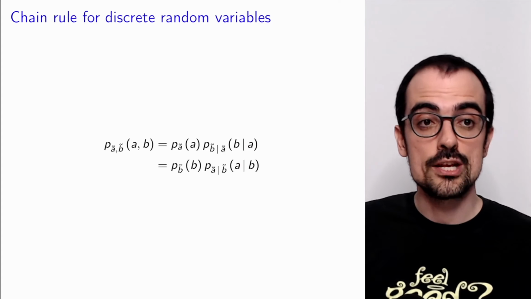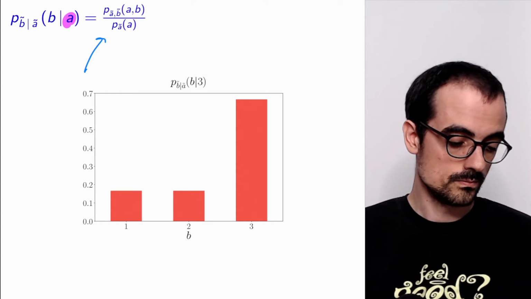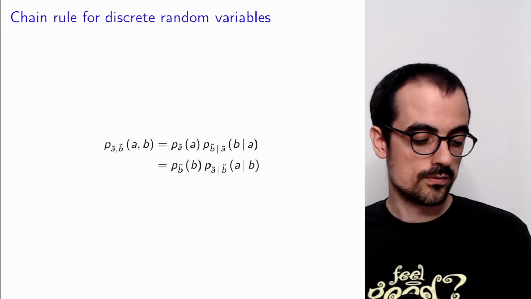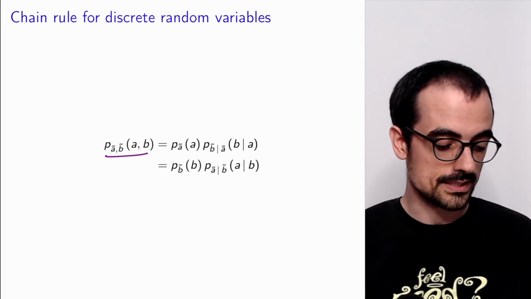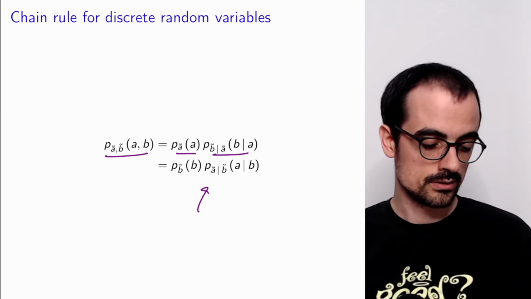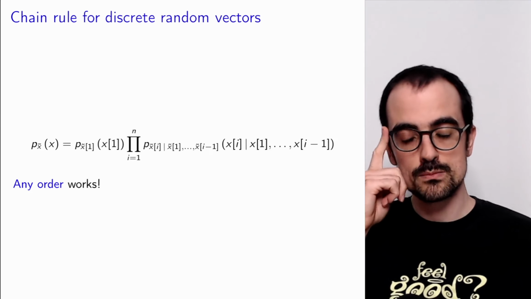This gives us the chain rule. Okay, this formula here gives us the chain rule for discrete random variables, where the joint PMF is actually equal to the marginal times the conditional, and we can take it in any direction. And this also happens for many random variables.